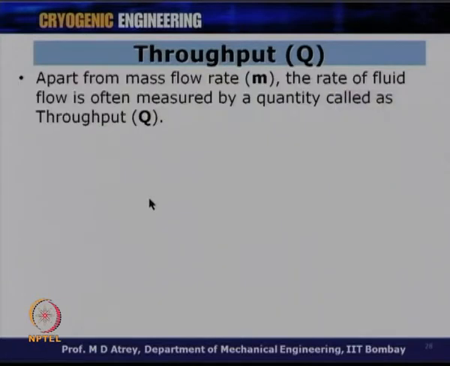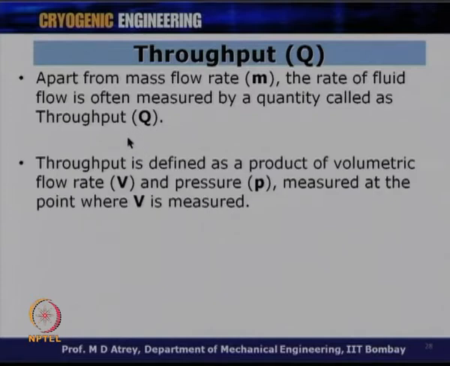Now, let us come to the next nomenclature, which is prevalently used in vacuum technology, which is nothing but throughput, normally designated as Q. So, apart from mass flow rate m dot, which is in kg per second, the rate of fluid flow is often measured by a quantity called throughput Q. It is very important because it talks about both pressure and volume flow rates.